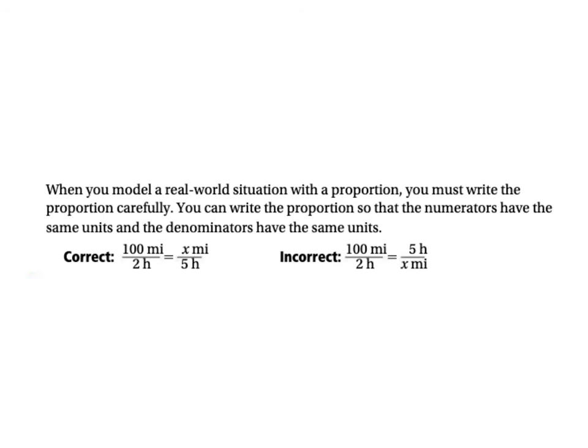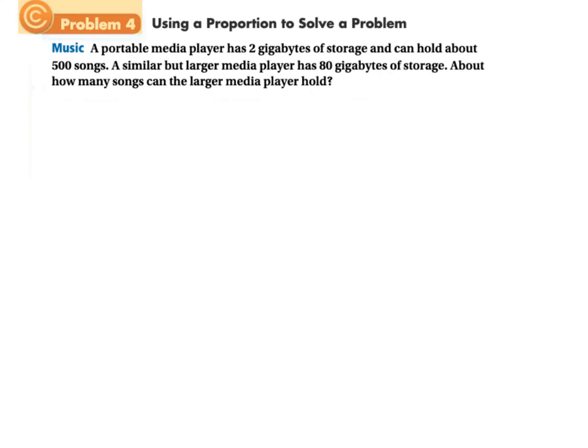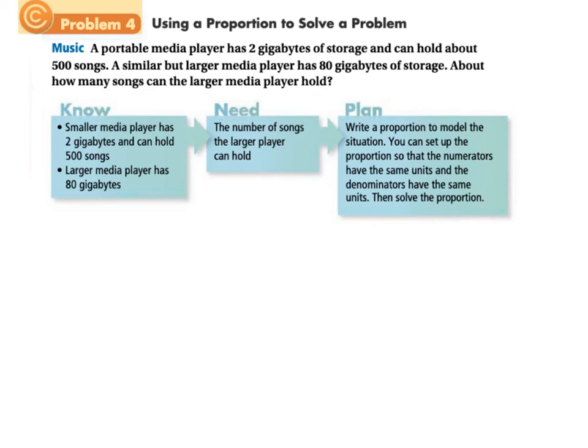By the way, this is a good one to make a note on. Just write a couple of notes down to make sure that you got this important piece of information. So a portable media player, imagine like an iPod type of thing, has 2 gigs of storage. And that 2 gigs of storage can hold about 500 songs. If you had a similar but larger iPod media player with 80 gigabytes of storage, how many songs could that hold? So 2 gigabytes is to 500 songs, and 80 gigabytes is to X number of songs. Got it? It's the proportion that you're going to set up.